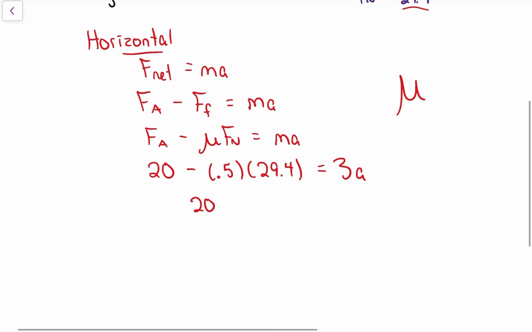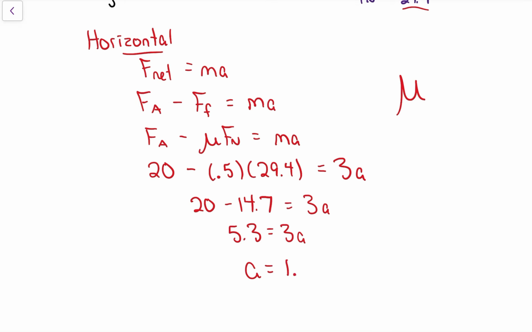0.5 times 29.4, it's going to be really close to 15. When I tried it, I got 14.7 on my calculator. 20 minus 14.7, that's going to be close to 5. And then divide the 3 over, 5.3 over 3, I got 1.77. I'm okay if you just leave it that way. The way you set it up, I can tell that you know that it's positive.